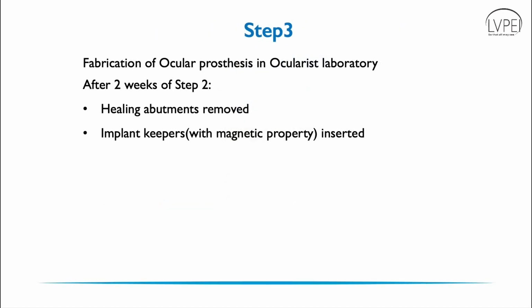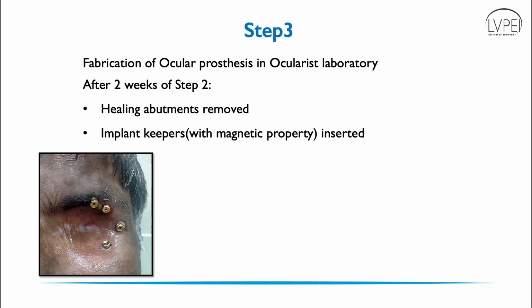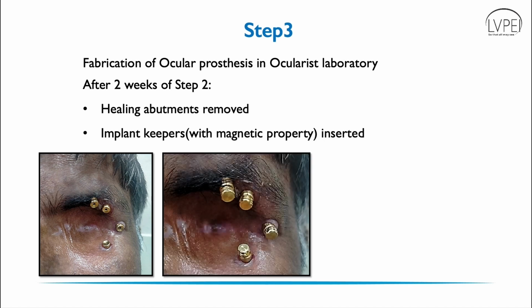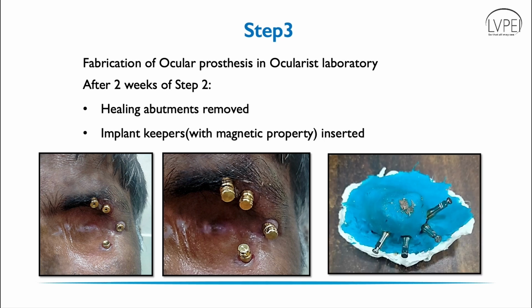Step 3 is the fabrication of the ocular prosthesis in the ocularist laboratory. This happens after 2 weeks of step 2. The healing abutments are removed and the implant keepers are inserted. These implant keepers have a magnetic property. The reverse pole of the implant keeper is another magnet which sits inside the orbital prosthesis.